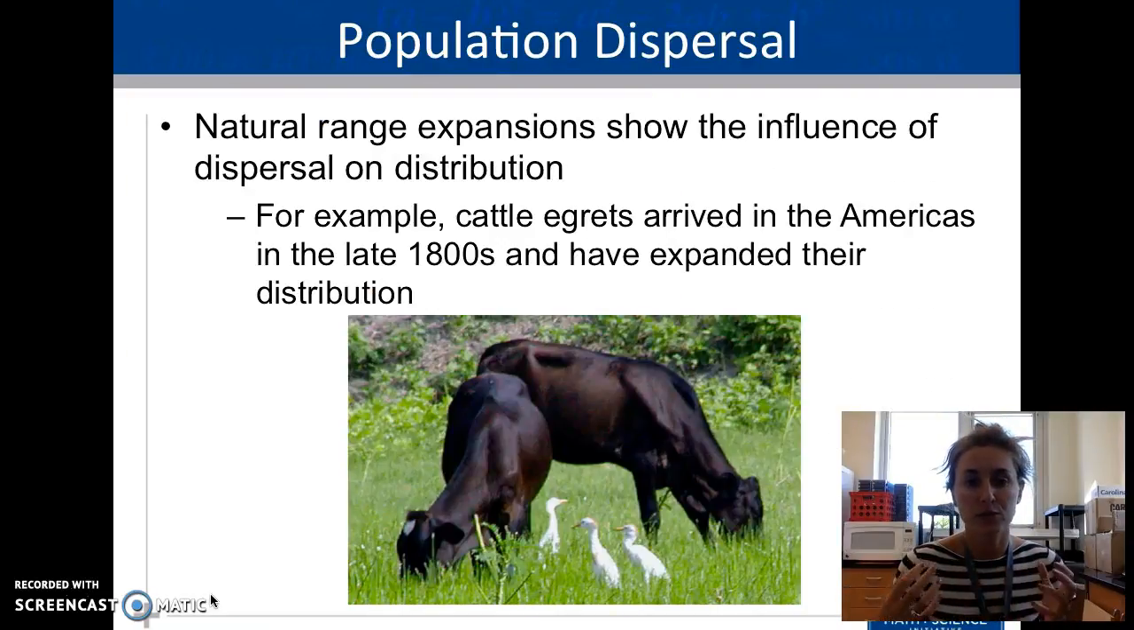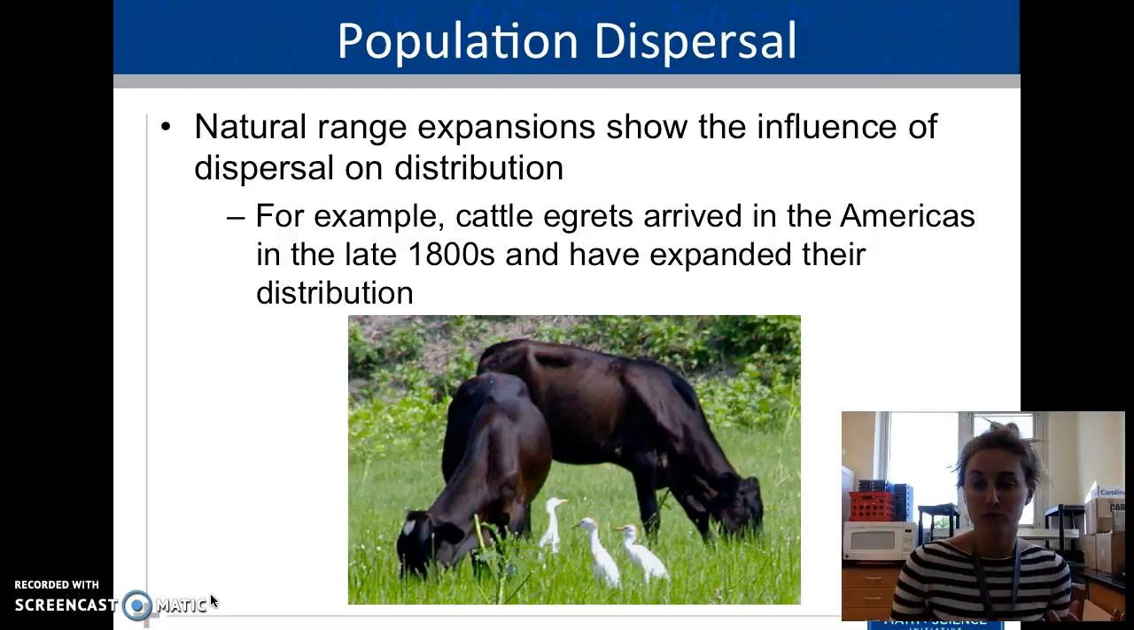So when we talk about population dispersal, or the spreading out of a certain species, the natural range expansions show the influence of dispersal on distribution. So distribution is the set pattern we see, whereas dispersal is how they move from a central location, right? Once I have been born and I am capable of functioning on my own, I will disperse to a certain location. What we call the natural range is basically where you could find an organism.